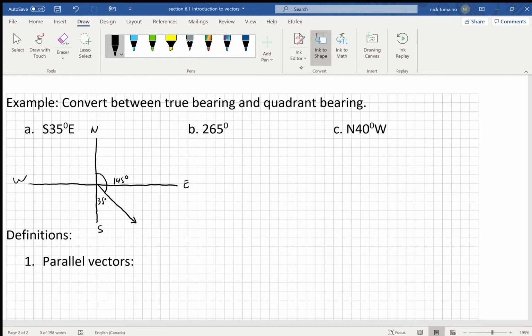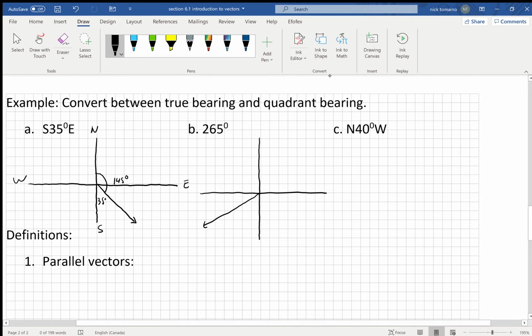Next one, 265 degrees. So again, we'll draw our axis, and we're going to go here, here, here. So all from here all the way to here is 270. 265 is 5 degrees less. It's not drawn to scale, obviously that's 5 degrees. So we have 5 degrees there. But we're always going from the north-south axis. We're going to go south, and this is 85. So we're going to go south 85 degrees west. Okay, good.